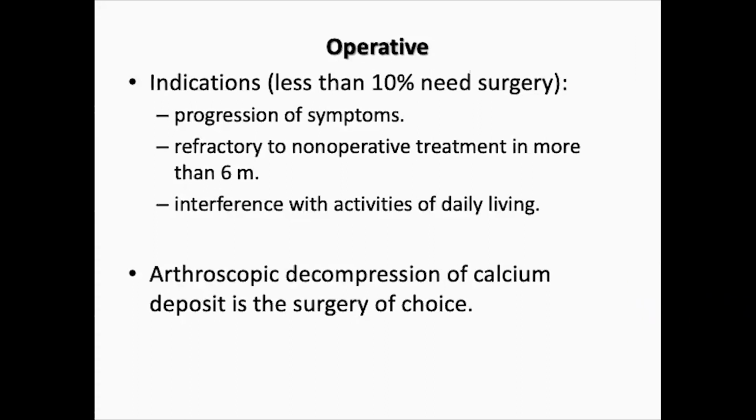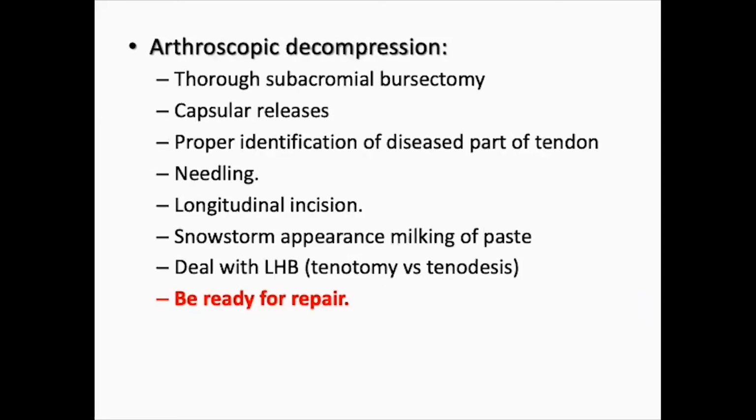Proper arthroscopic decompression should include thorough subacromial bursectomy, capsular releases according to the preoperative range of motion, proper identification of the diseased part of the tendon, needling, and longitudinal incision of the tendon to evacuate the deposits, which can have a snowstorm appearance or be paste-like. It also includes dealing with the long head of biceps, tenotomy or tenodesis, and always being ready for repair if tendon integrity is compromised.